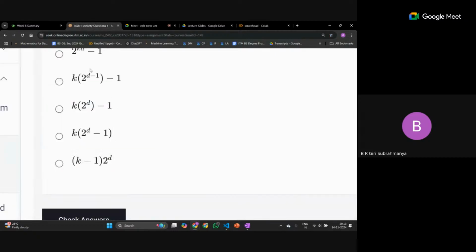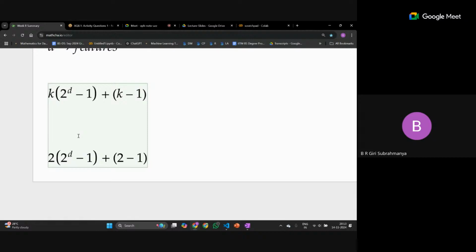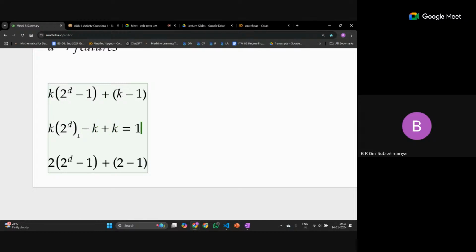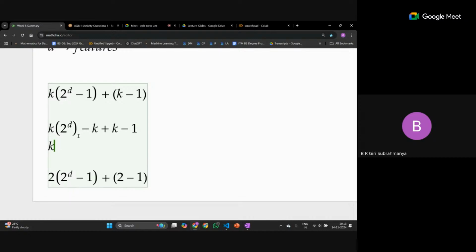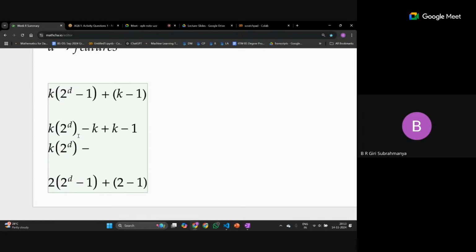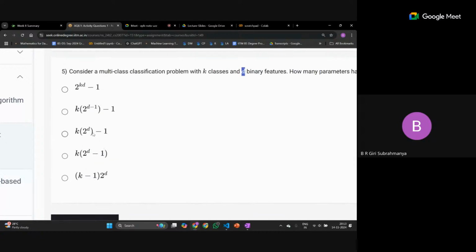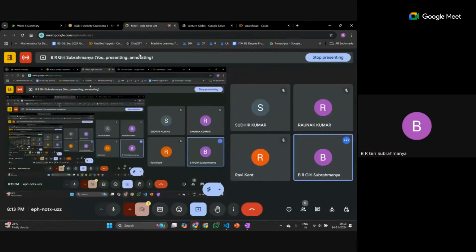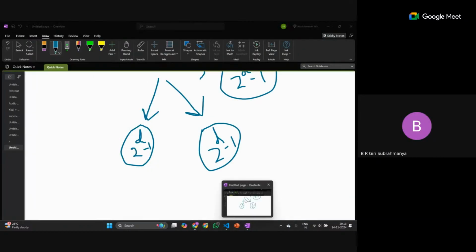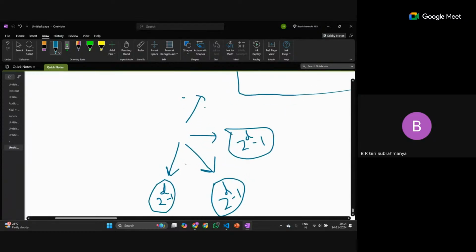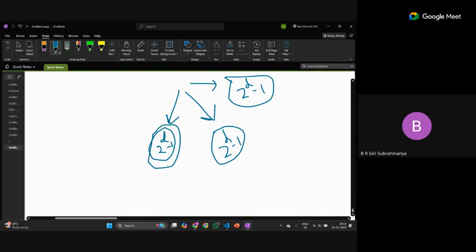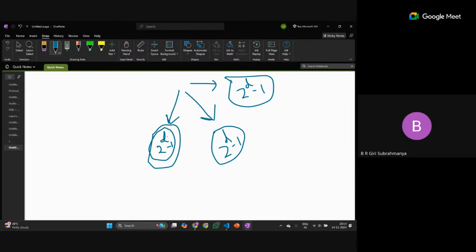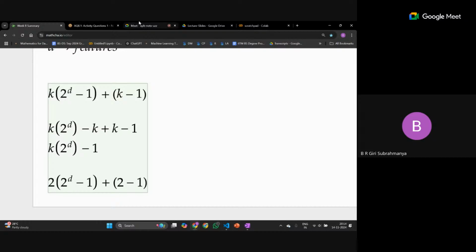So you have K classes. So this is K times 2 power d minus K plus K minus 1. So K will get cancelled and you will have minus 1. So K times 2 power d minus 1 plus K minus 1. I think it should be that. Yes, understood. So this arrow mark you remember is for the number of features, and this one, 2 power d minus 1, is not difficult. Okay. So next question.